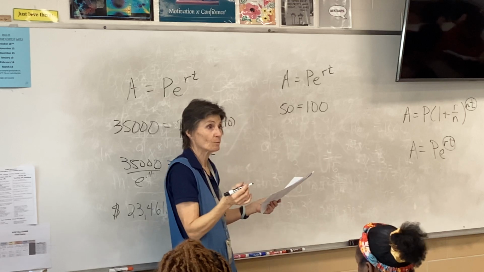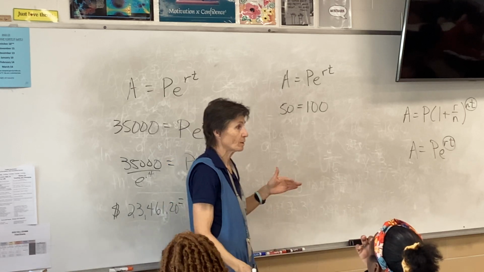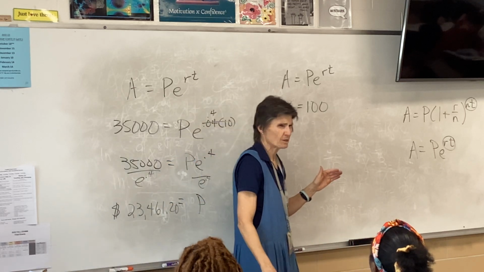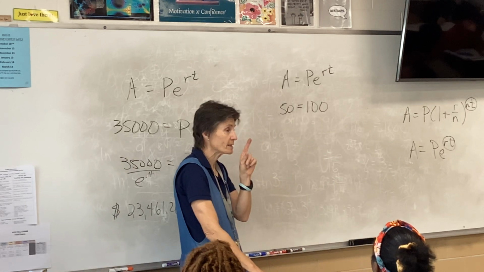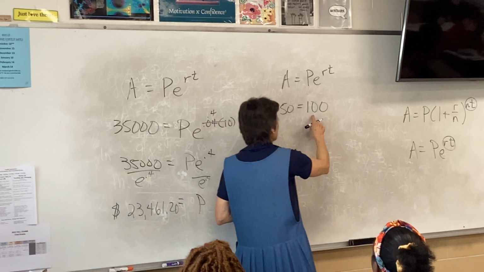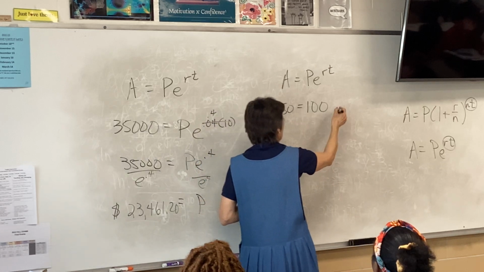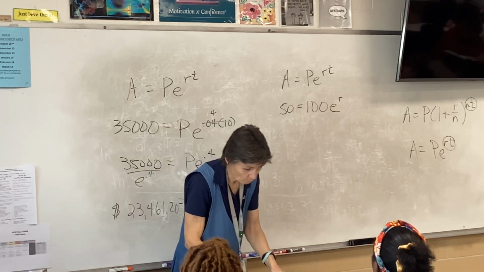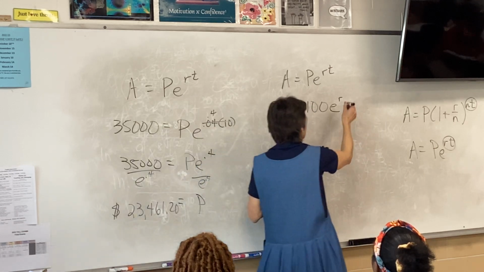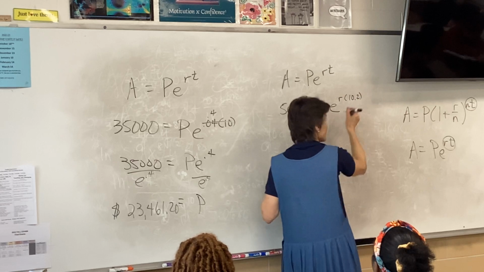In a half-life situation. Now, I know some of you are a little uneasy because you're like, Ms. Ford, can you just make up numbers? Watch, you're going to see. You actually can in this problem. So I'm starting with 100, ending with 50. I don't know r, that's what I'm looking for, but I know that the time is 10.2 years.